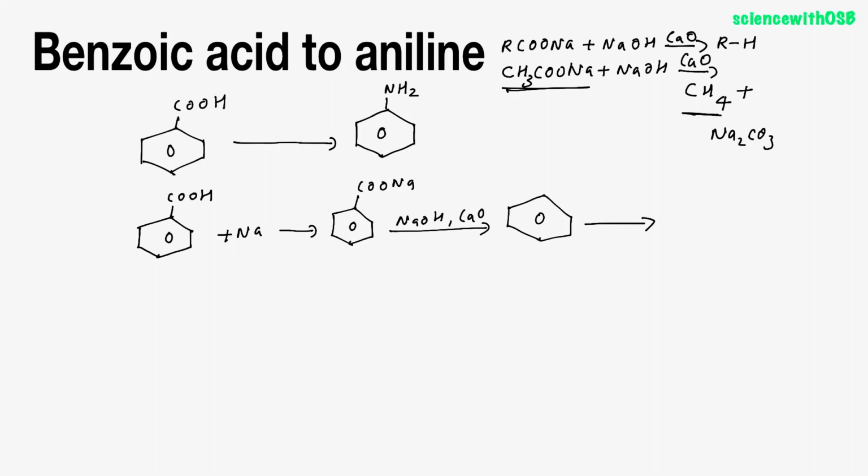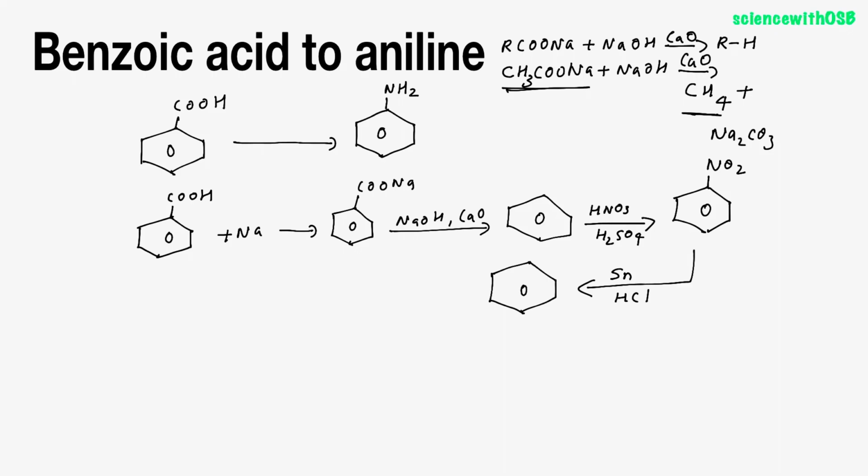Now just nitrate it. How? By adding HNO3 and H2SO4, correct? So we nitrate it, correct? Now you know how to convert nitrobenzene to aniline. Add tin and HCl. Reduction, right? On reduction, you will be getting aniline. Hope you understand.